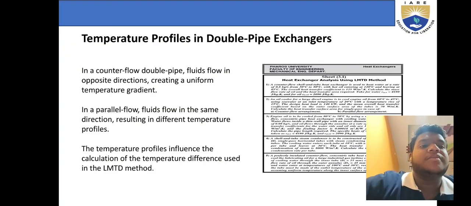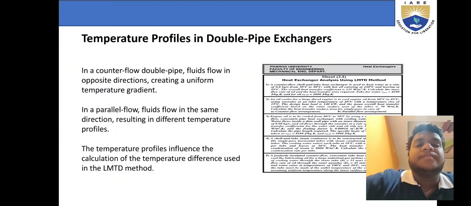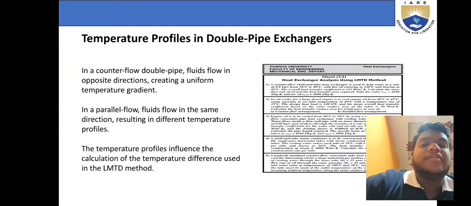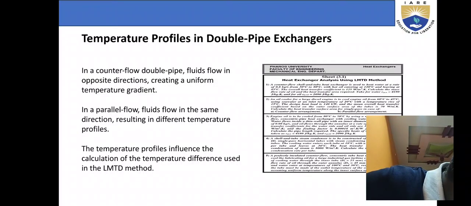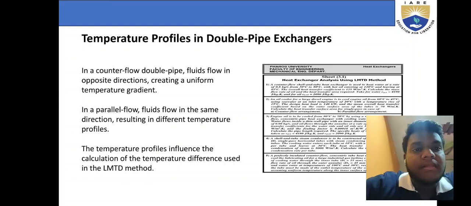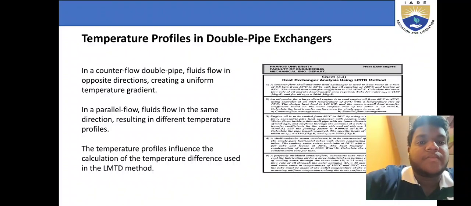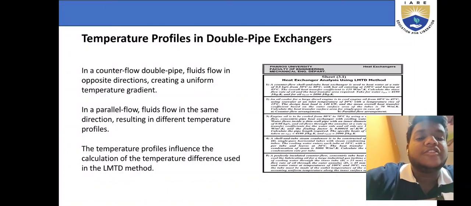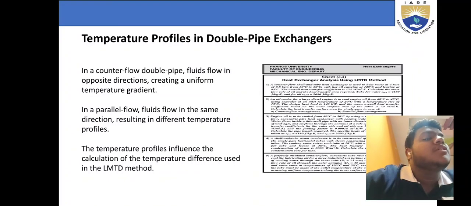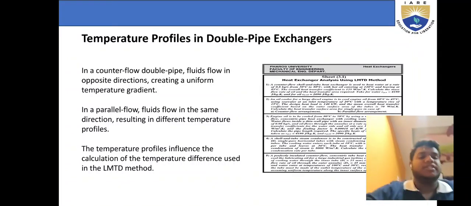Temperature profiles in double pipe exchangers. In a counterflow double pipe exchanger, fluids flow in opposite directions, creating a uniform temperature gradient. In a parallel flow, fluids flow in the same direction, resulting in a different temperature profile. The temperature profiles influence the calculation of the temperature difference used in the log mean temperature difference heat exchanger analysis, the LMTD method.